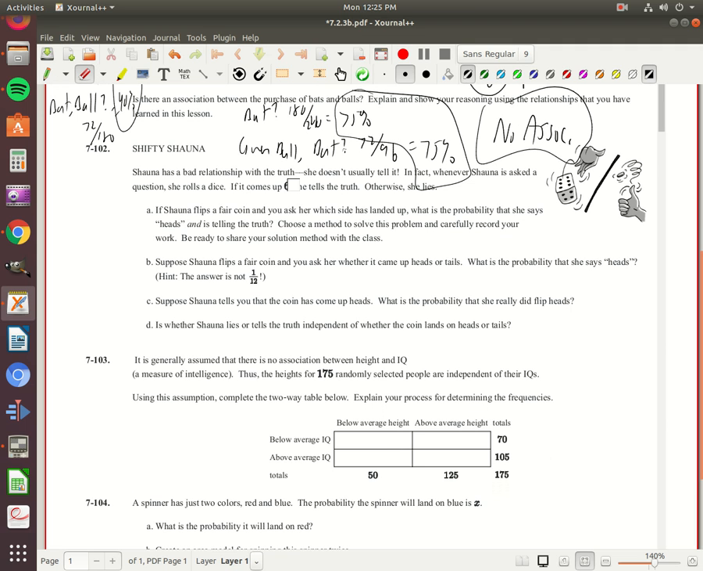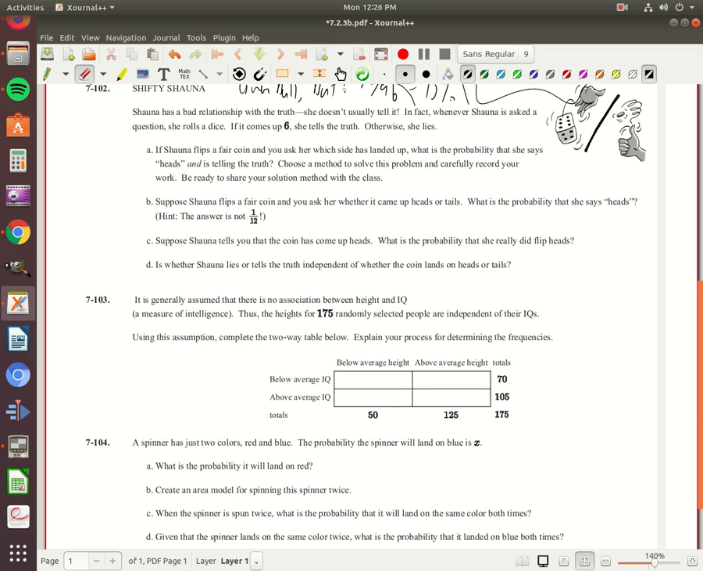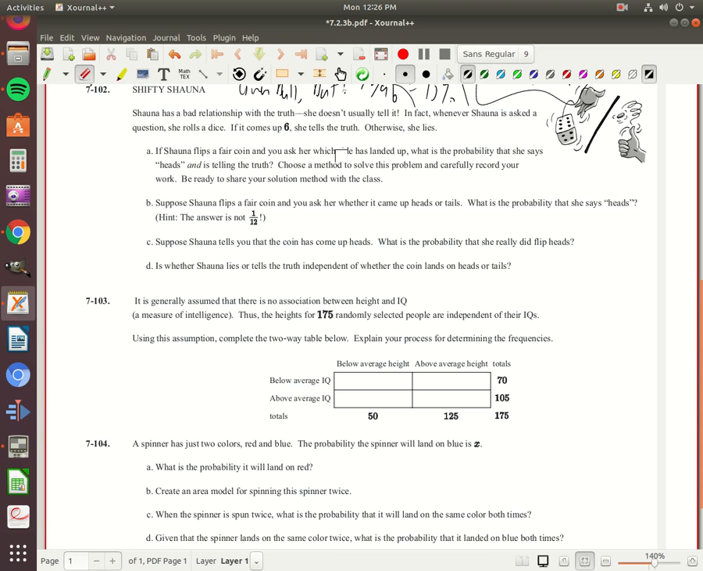All right, so Shifty Shauna. Shifty Shauna, I didn't say that well, did I? Has a bad relationship with the truth. She doesn't usually tell it. In fact, whenever Shauna is asked a question, she rolls a die. If it comes up 6, she tells the truth. Otherwise, she lies. So if Shauna flips a fair coin and you ask her which side has landed up, what is the probability she tells you heads and is telling the truth? Choose a method to solve this problem and carefully record your work. Be ready to share your solution with the class.